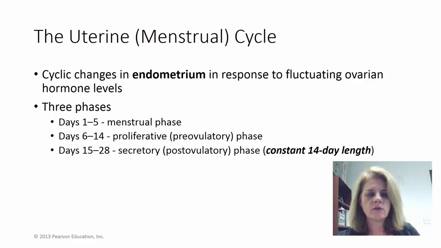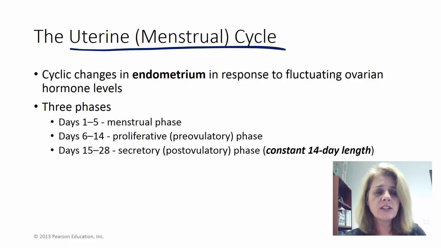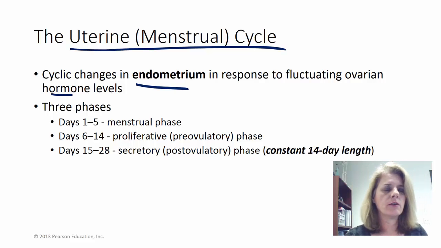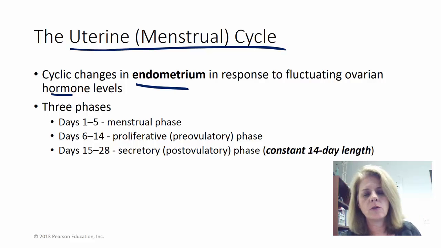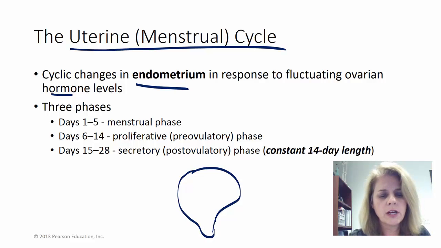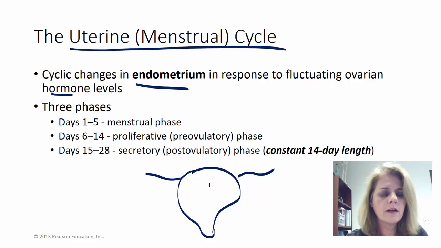This is called the menstrual cycle. The uterine and menstrual cycle are the same thing. These are cyclic changes in the endometrium in response to changes in ovarian hormone levels. If you haven't watched your female reproduction videos yet for the lab, when you look at the uterus, it's kind of an upside down light bulb shaped organ with two tubes coming out either side, the fallopian or uterine tubes. And there's an opening.